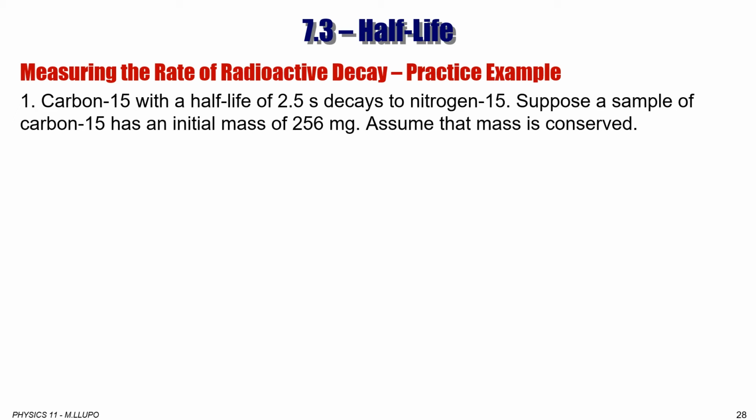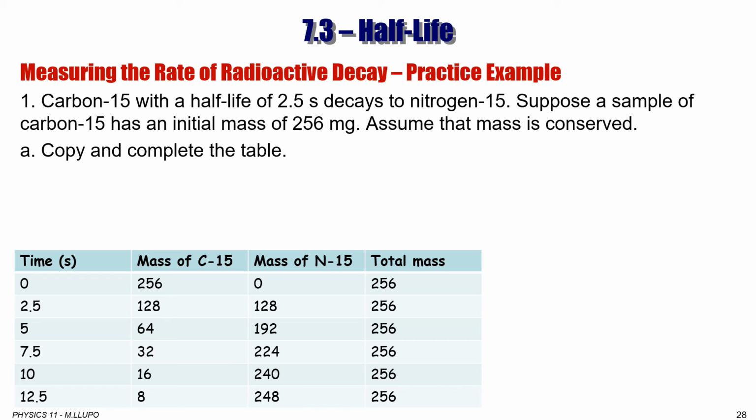Here is an example. Carbon-15 with a half-life of 2.5 seconds decays to nitrogen-15. Suppose a sample of carbon-15 has an initial mass of 256 milligrams. Assume that mass is conserved. Copy and complete the table. So this is a table.